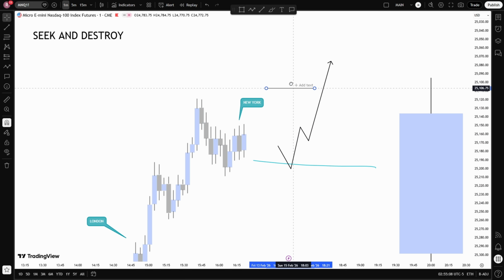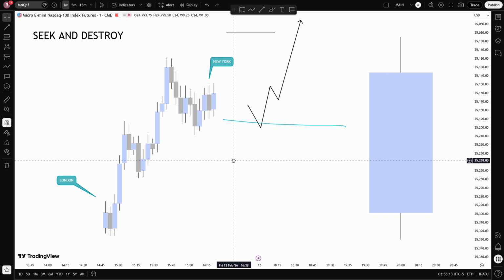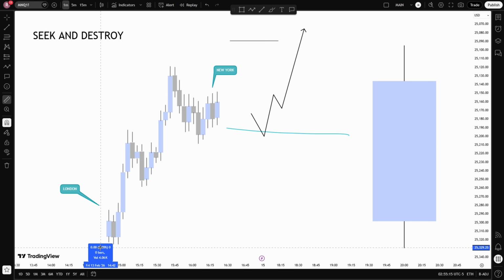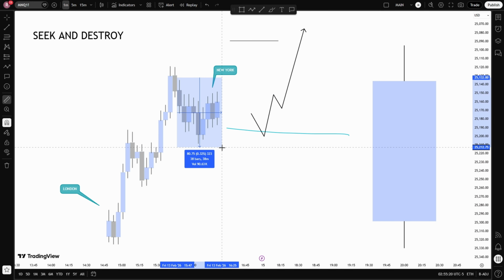When that happens, I don't have high expectations for New York to create another large expansion. If most of the daily range has already been built during London, the probability of New York delivering another strong move decreases significantly.